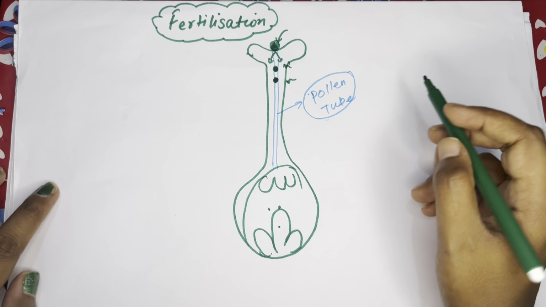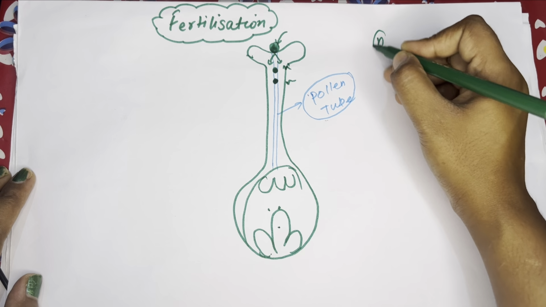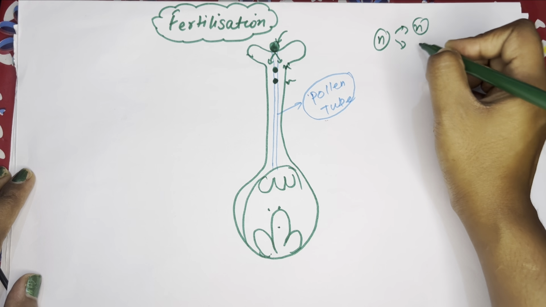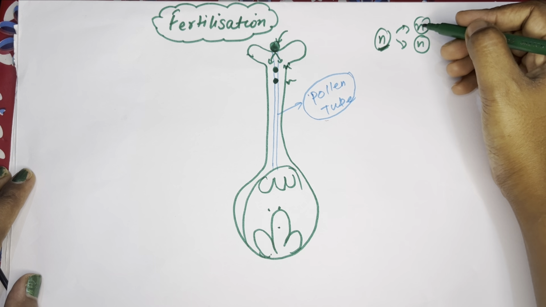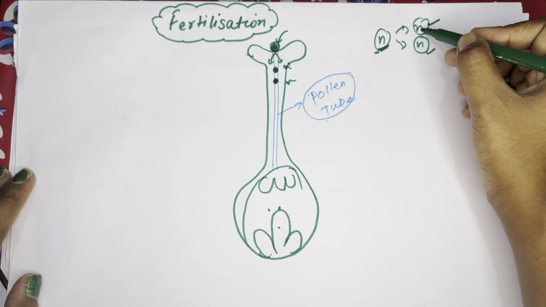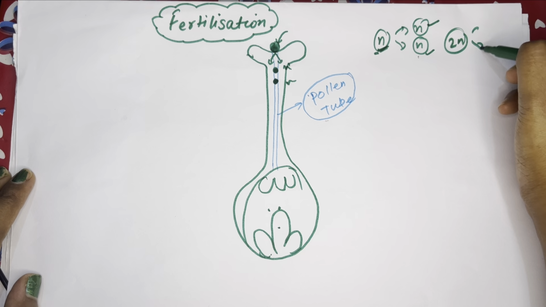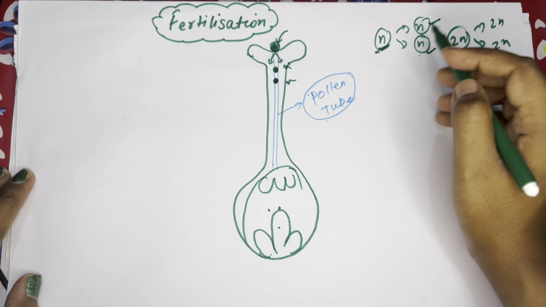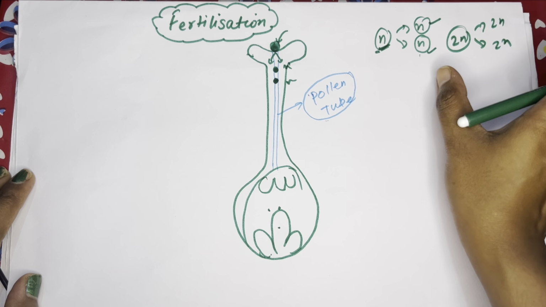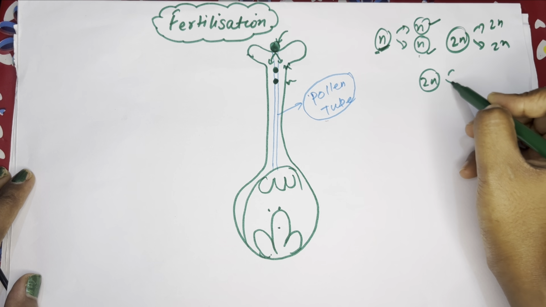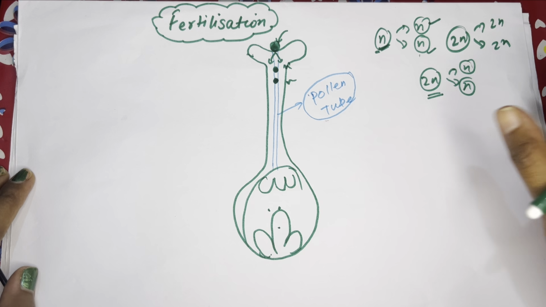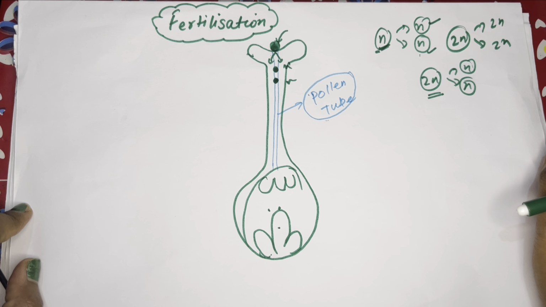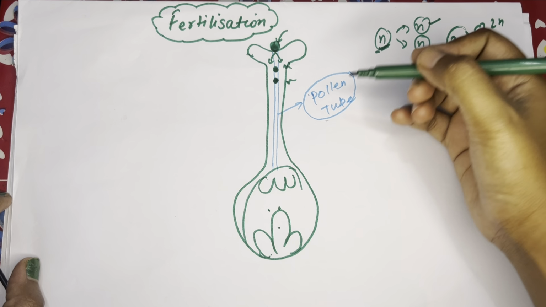I hope you already know the result of mitosis is equational. Whatever is present in the parent cell will be in the daughter cells. If it is N, then N, N. If it is 2N, then the result of mitosis will be 2N. Similarly, meiosis 2 is also the same, and the result of meiosis 1 is N, N. I hope this concept is clear. If it is not clear, then I can make a separate video to explain meiosis and mitosis. I am assuming that you already know.